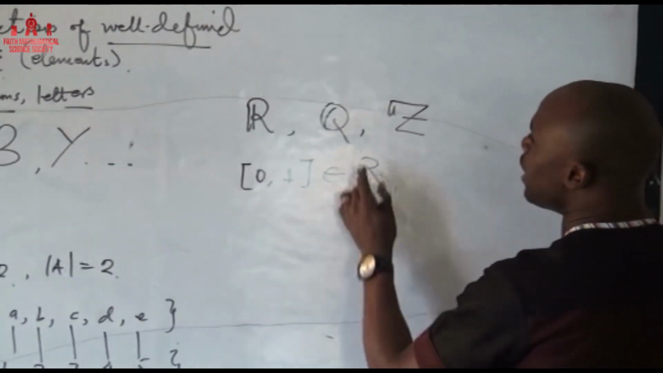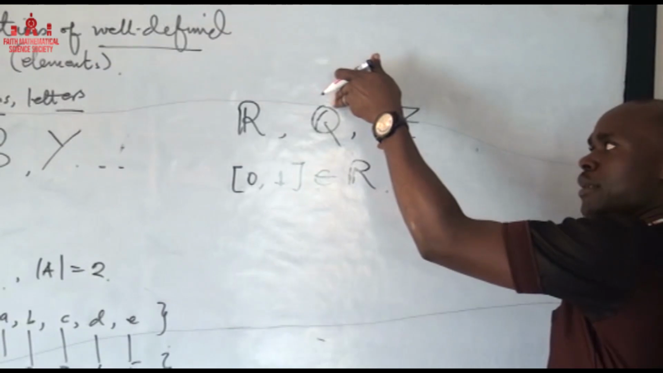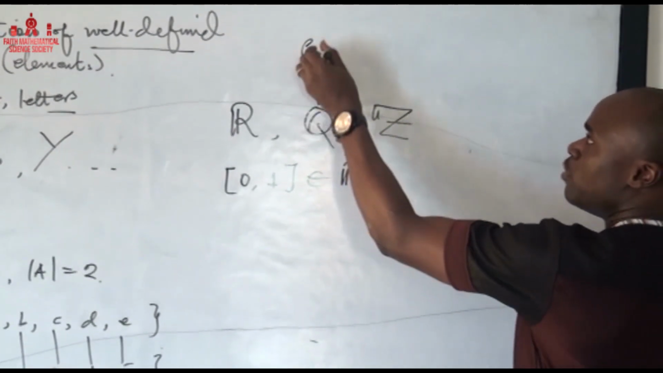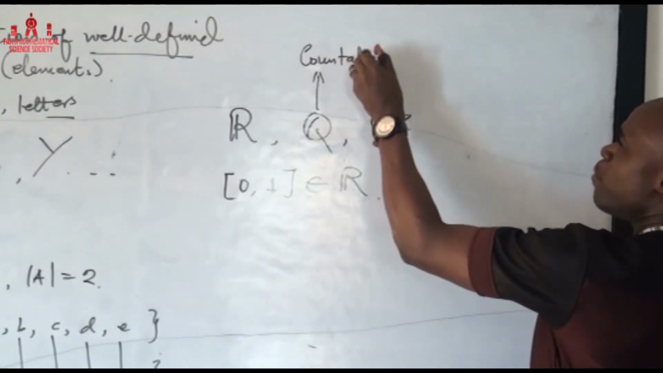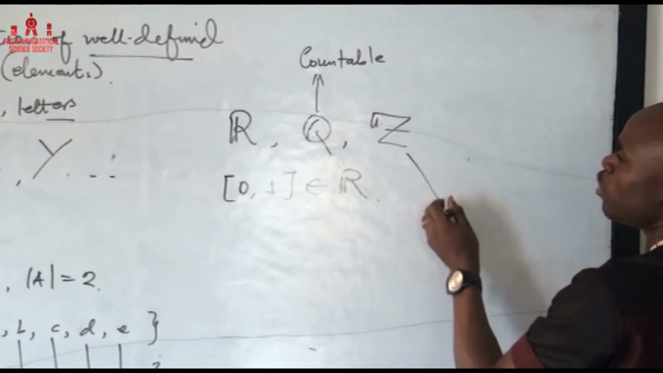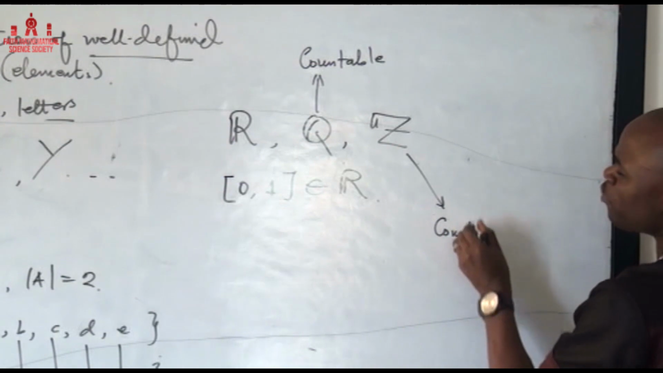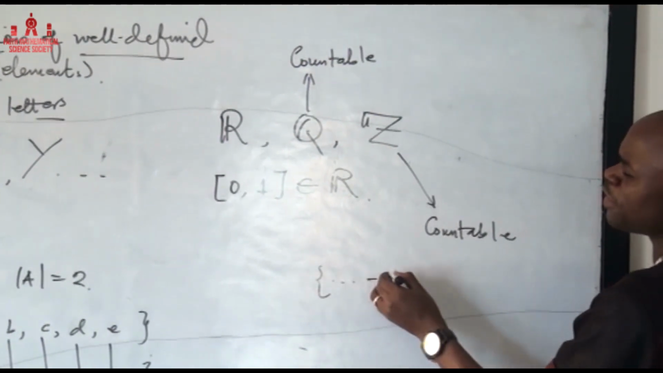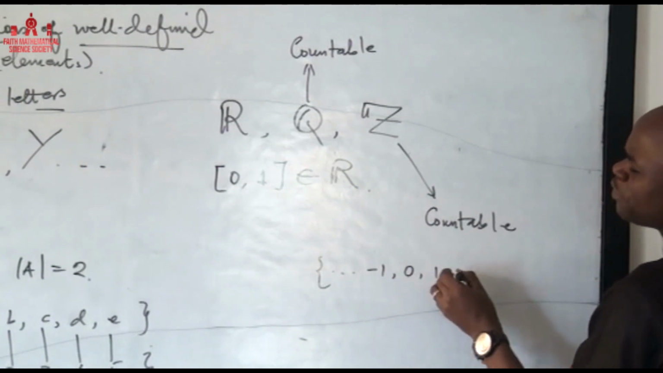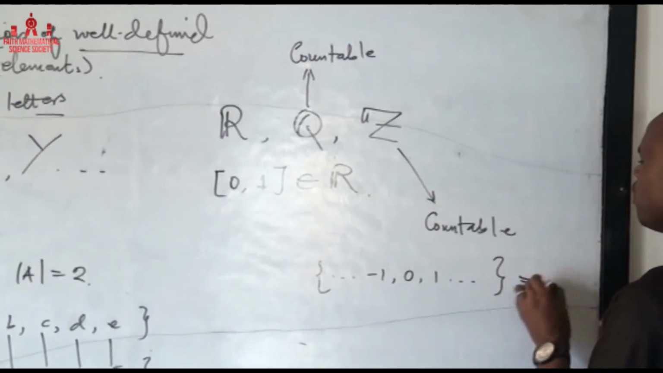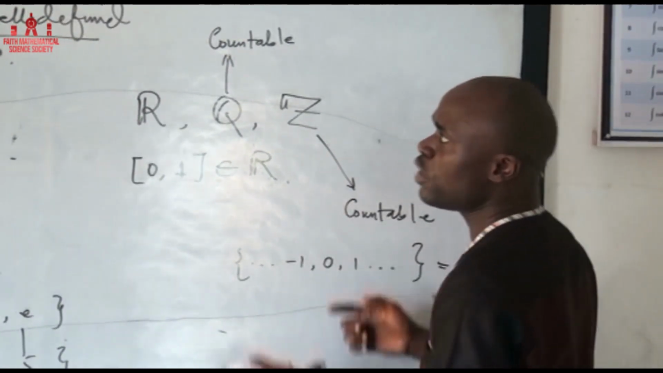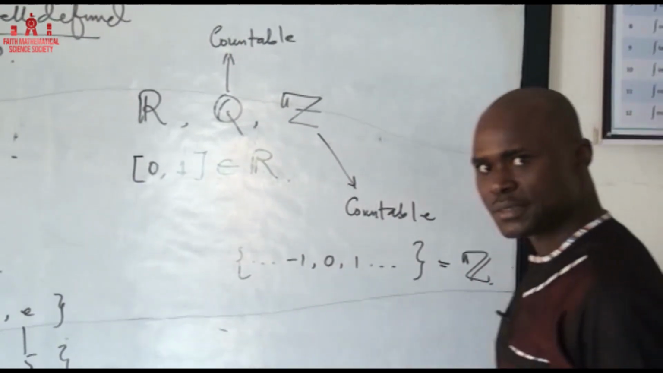Okay, now on the other hand, this one is countable. This one is countable, but it's actually infinite. And this one is also countable, because you know the elements here, the negative numbers and the positive numbers, are what form this. So this is actually countable. So these are all what we refer to as sets.